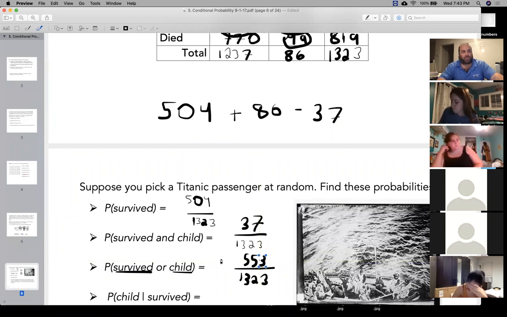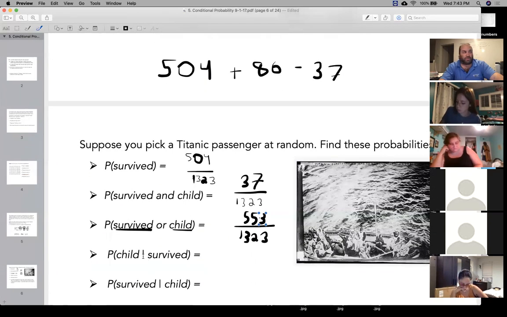Not a single one of those questions so far was a conditional question, which is why all the denominators we've considered have been 1323. Right? Next one. What is the probability that the person was a child given that they survived?